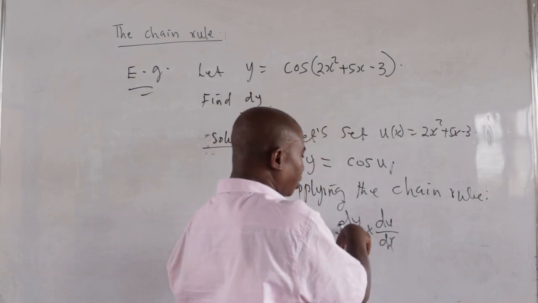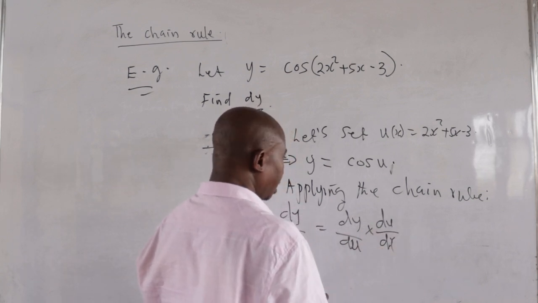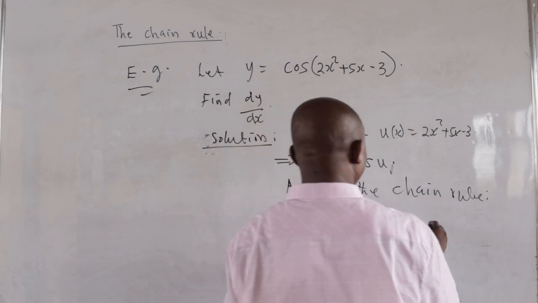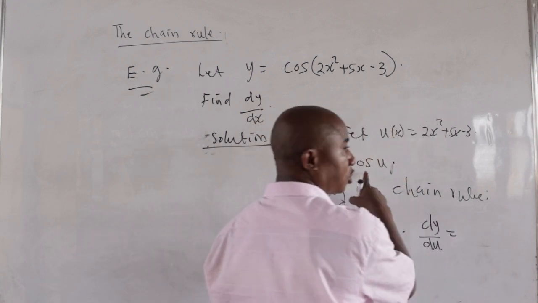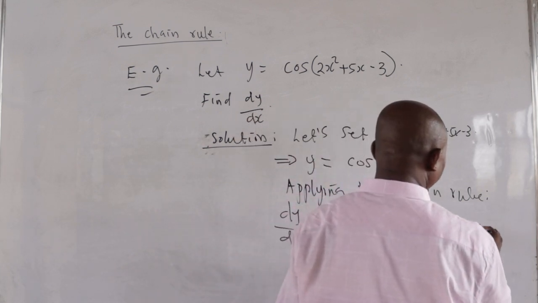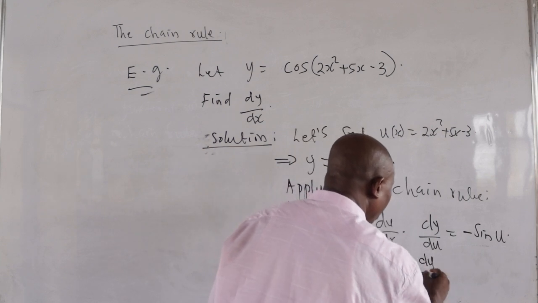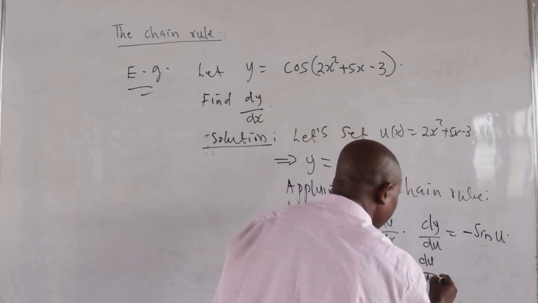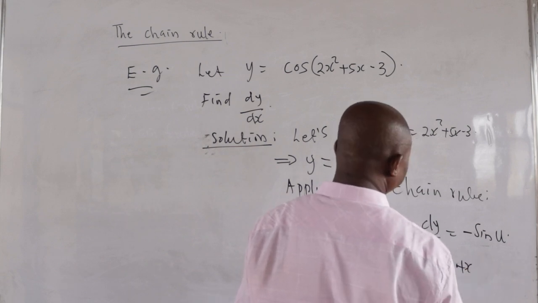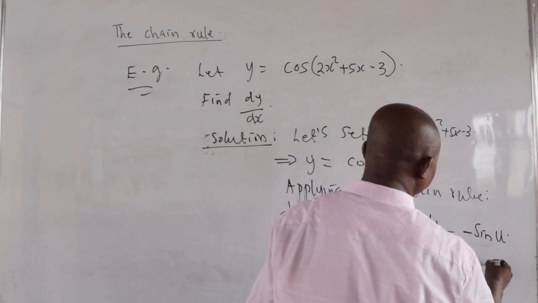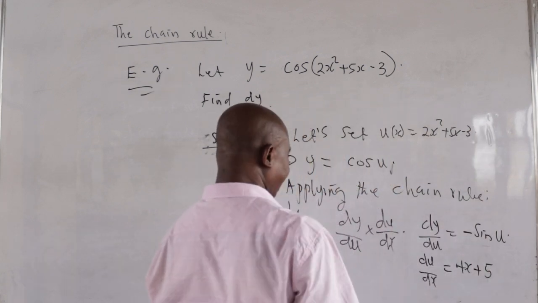So we need to know who dy by du is. We also need to know who du by dx is. And this is not challenging. Our dy by du is simply the derivative of cosine of u, which is minus sine u. And who is du with respect to x? The derivative of u with respect to x is simply 4x, then plus 5. You differentiate the constant to get 0. So this is our du by dx.